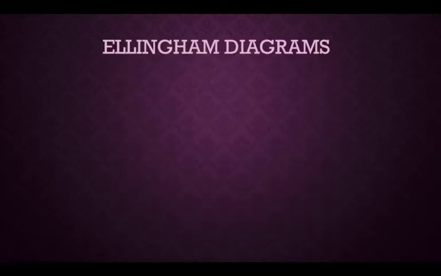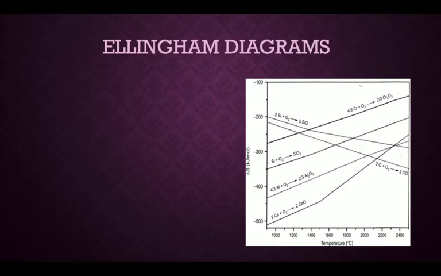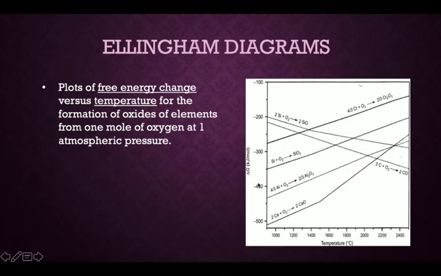So let us now consider the Ellingham diagrams and the possible applications of Ellingham diagrams. This is just a general representation of the Ellingham diagram. So here we can see what Ellingham diagrams are. Ellingham diagrams are nothing but plots of free energy change. This delta G that you can see is the change in free energy versus temperature.